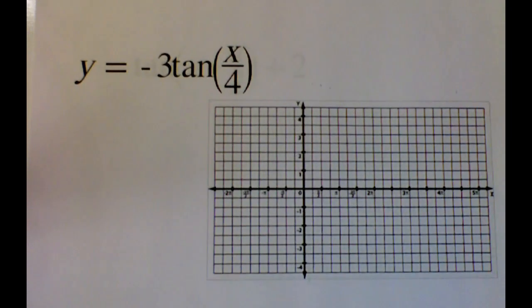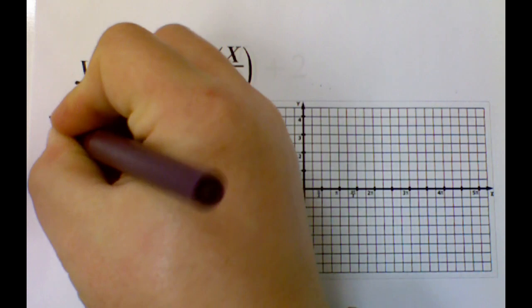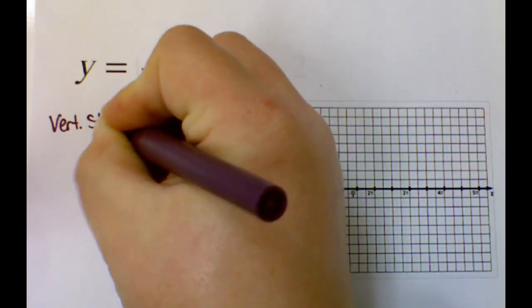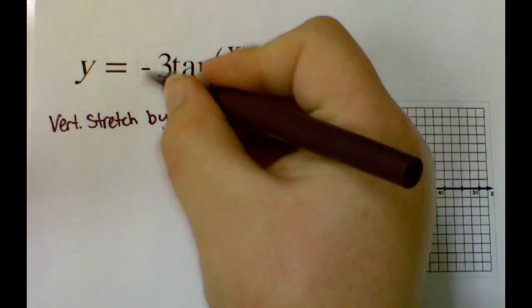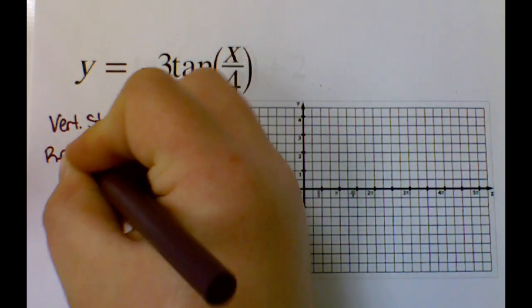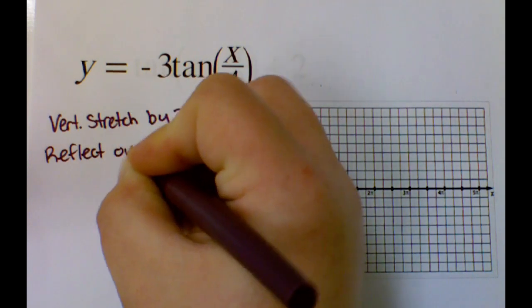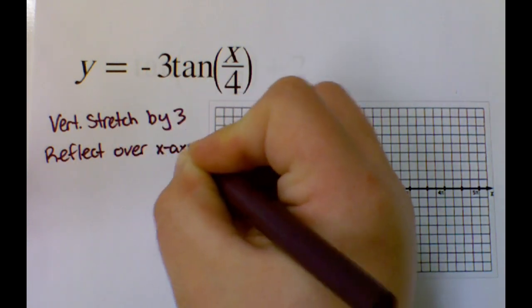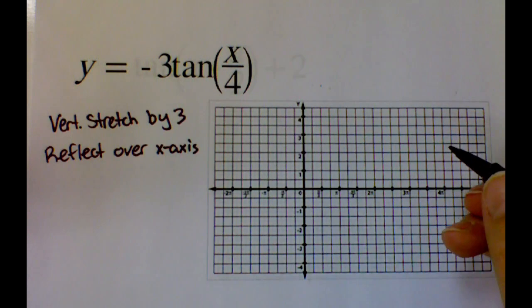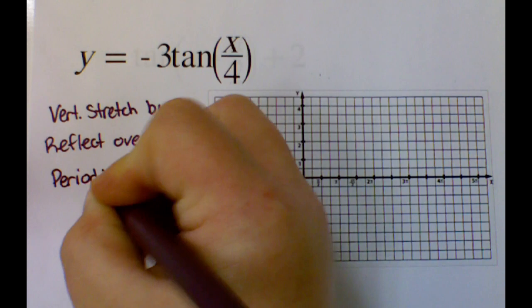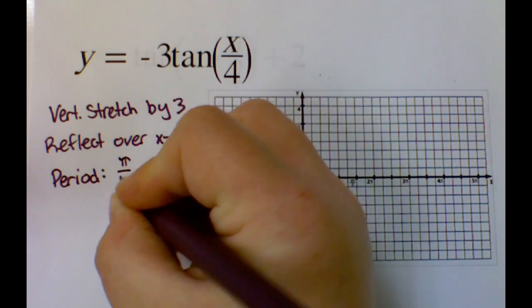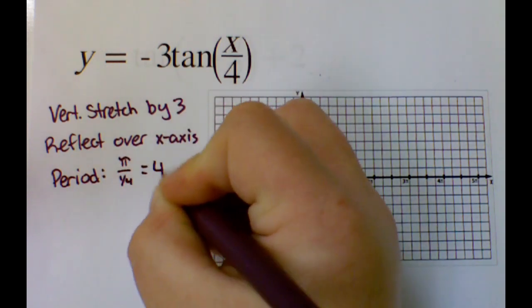So let's look at negative 3 times the tangent of x over 4. Well, that negative 3 is a vertical stretch by a factor of 3. The negative means that I reflect over the x-axis. And then my b value is 1/4. So my period is pi over 1/4, which is 4 pi.